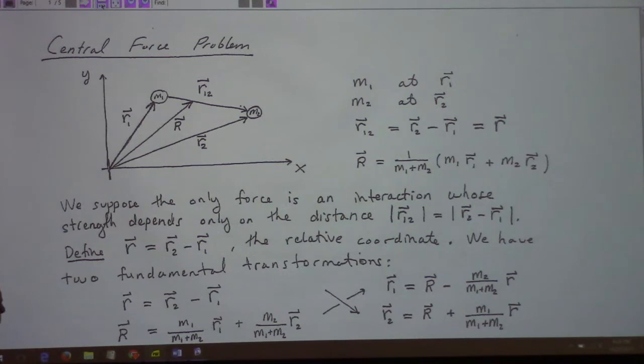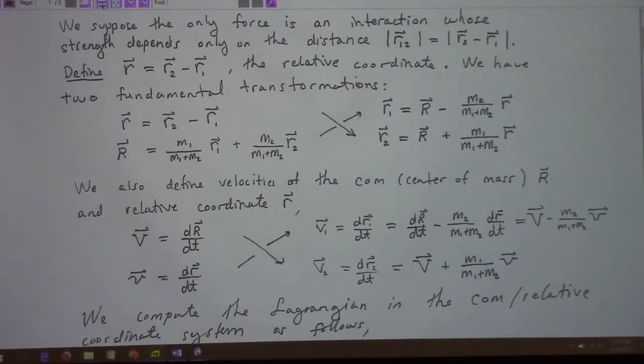And then you can also talk about this relative vector r12, which I'll take as r2 minus r1, and call r. We suppose that the force of interaction strength depends only on the distance, and we define r to be this. This is the relative coordinate. So we have the following fundamental transformations: r is r2 minus r1, and here's the center of mass coordinate, which is this. You can take these equations and solve them for r1 and r2, and you get that. All right?